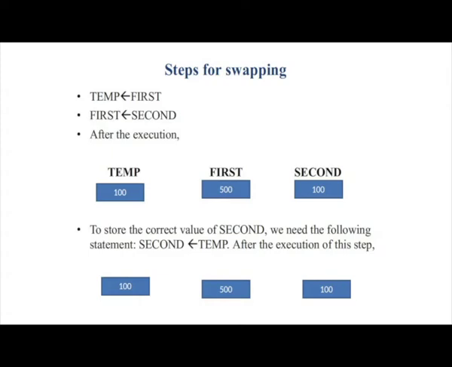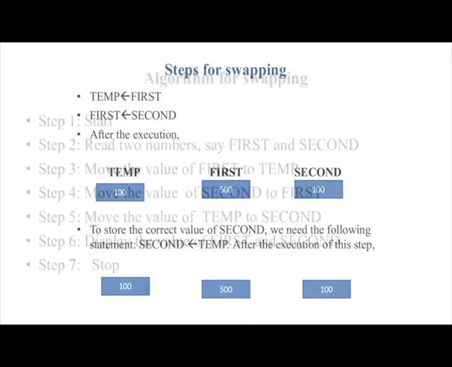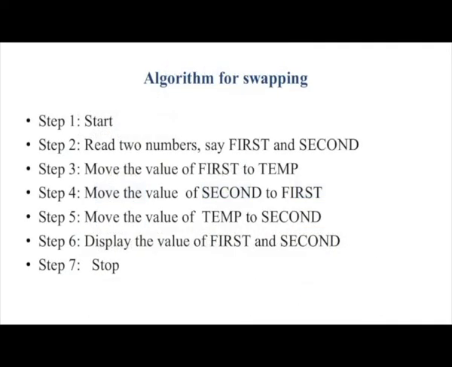To store the correct value of second, we need the following statement: second is equal to temp. Now, after the execution of this step, temp will be 100, first will be 500 and second will be 100. So, here you are watching an algorithm for swapping.